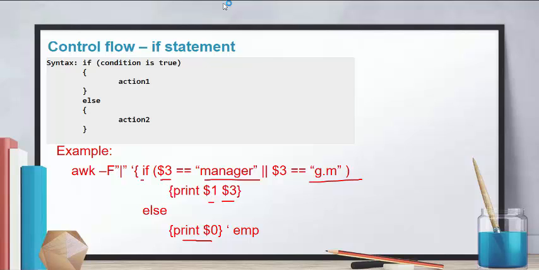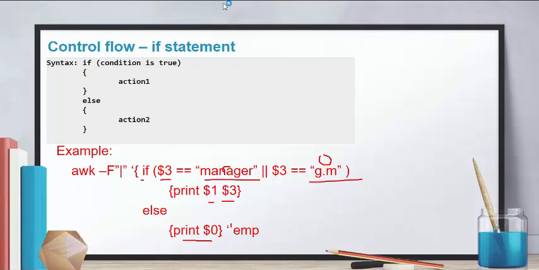If $3 is Manager or GM, then print the values of $1 and $3; otherwise print $0, that means print the whole line. All of this I wrote in a single line: awk, then -F, the delimiter to differentiate these columns, then a single quote, and within the single quote, in curly braces, I can give the if condition, and then the curly braces are closed and the single quote is closed.